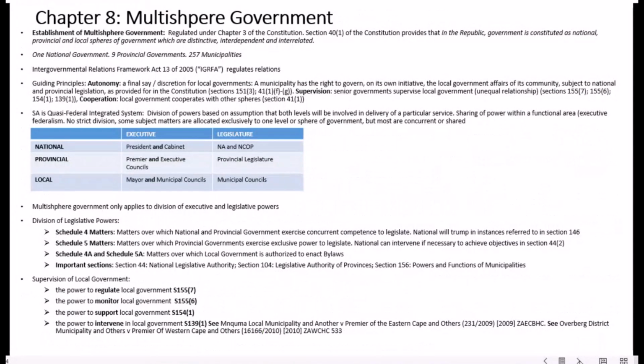Okay, colleagues, then coming to the last chapter, chapter 8, dealing with multi-sphere government.